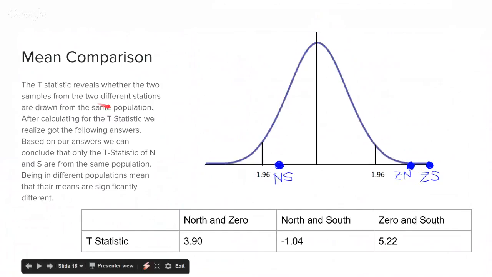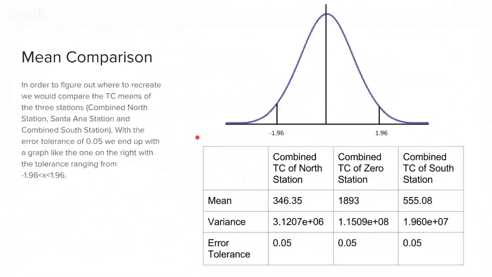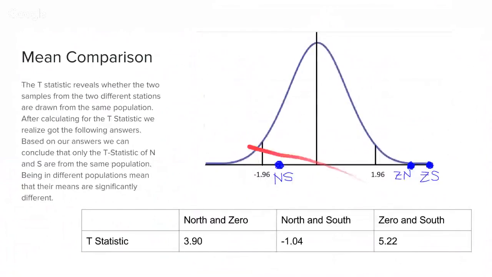What the T statistic reveals is whether two samples from two different stations are drawn from the same population. So what that means is that we basically just compare the means, and if they're reasonably close to each other, we can say that they're somewhat related. For instance, if you look at the mean concentration of north compared to Santa Ana, you'd see that they're way off. Same with south and Santa Ana. And that's seen in this graph right here.